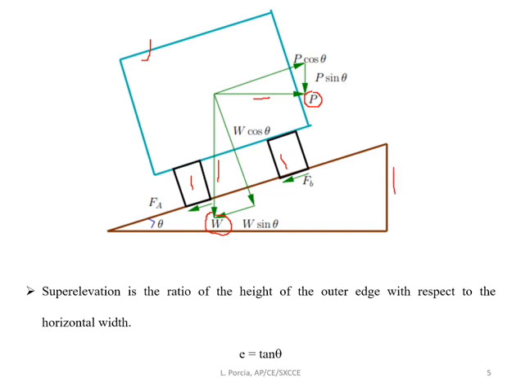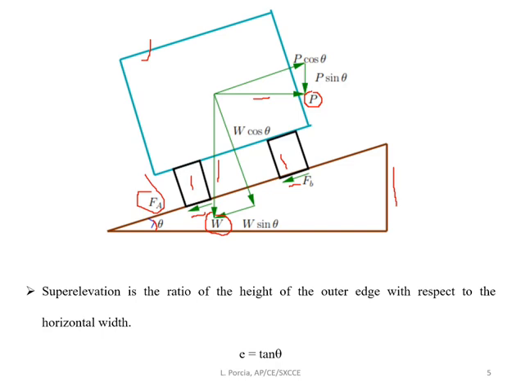Due to this raising of the outer edge of the pavement, the centrifugal force and the weight of the vehicle both are resolved into their respective components. So centrifugal force P is resolved into its components P sin theta and P cos theta, and W, weight of the vehicle, is resolved into its two components W sin theta and W cos theta. Here you can see FA. FA is the frictional force developed between the tires and the surface of the pavement. Here this angle is theta, and it represents the super elevation rate. Super elevation rate small e equal to tan theta.